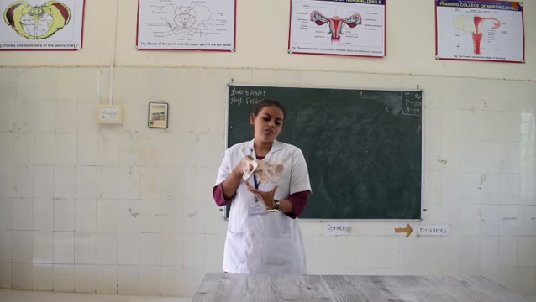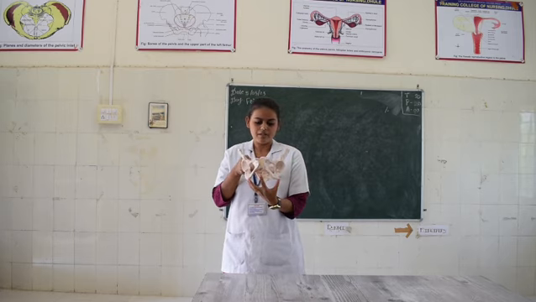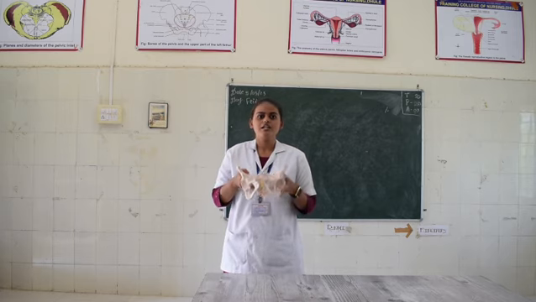Next, posterior sagittal diameter. It is the distance between midpoint of bispinous diameter to the end point of the sacrum. It is 5 cm in length.